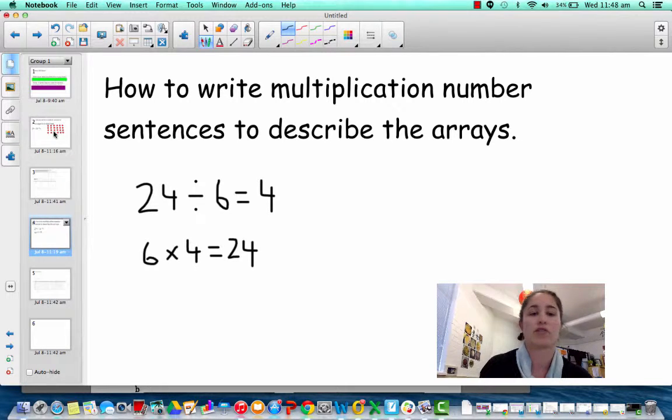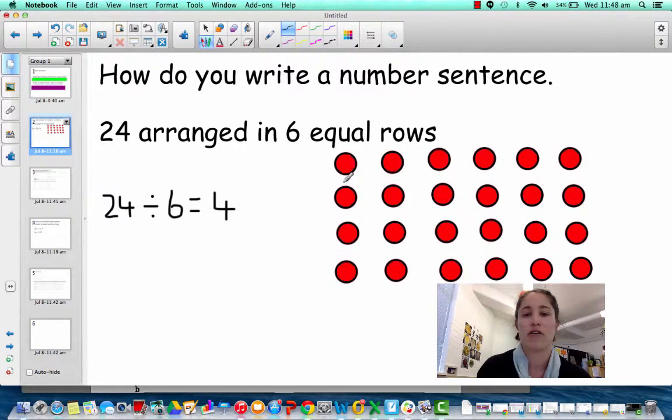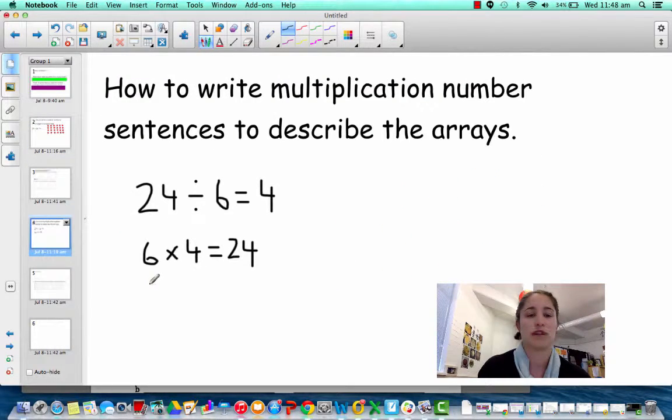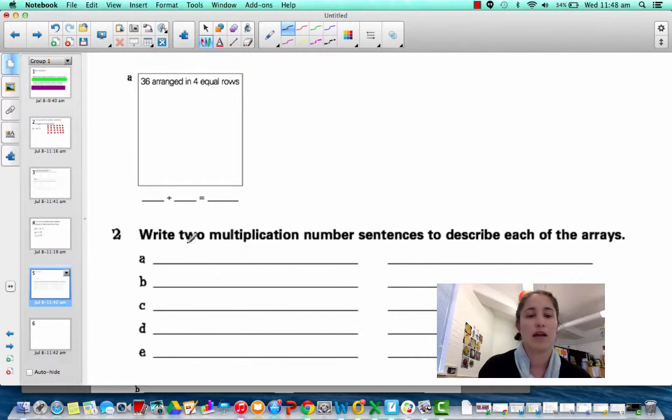The other way that I could do it is I could say there's 4 this way, times the 6 that are this way. So I'm going to write down 4 times 6, and that's going to give me my answer, which is 24. So on your worksheet, it's question 2, you need to write the number sentence with multiplication to describe the array.